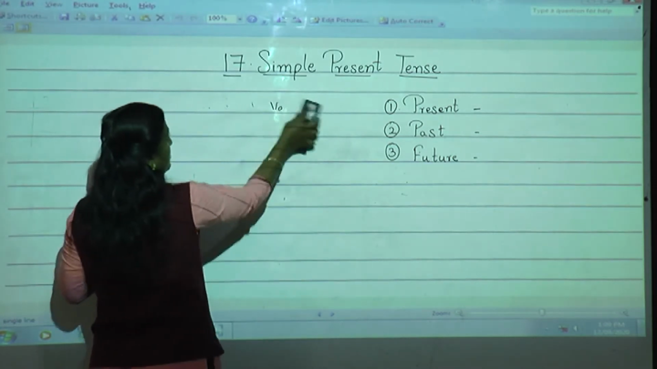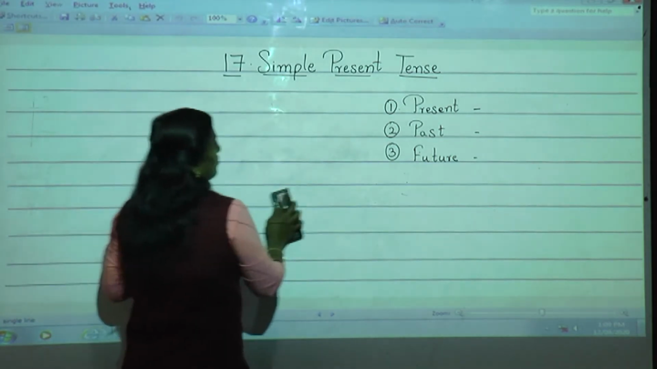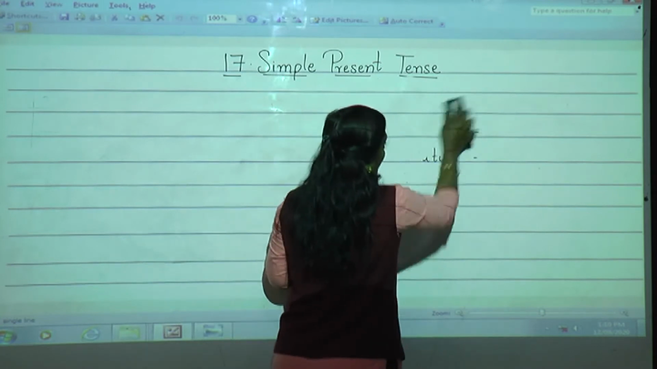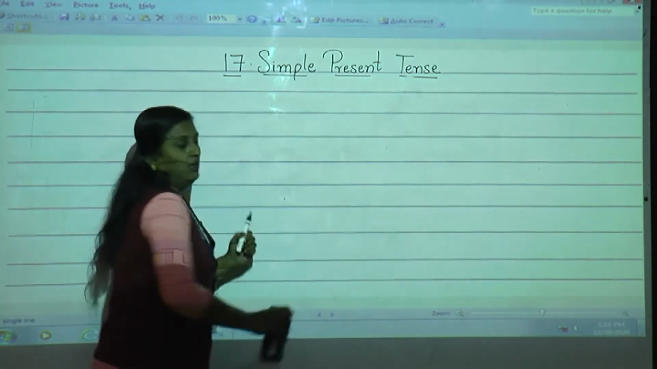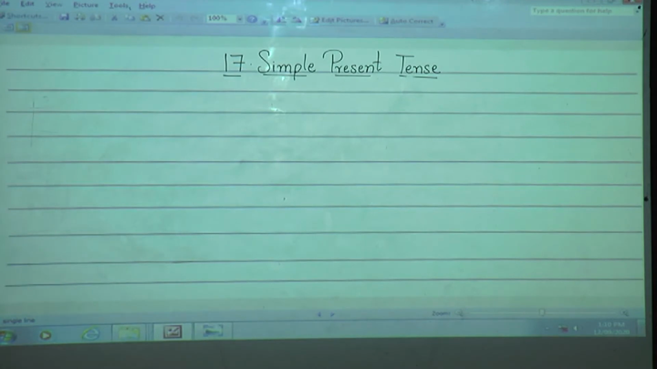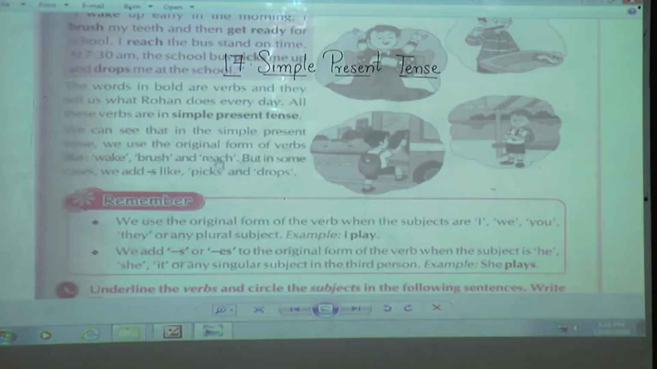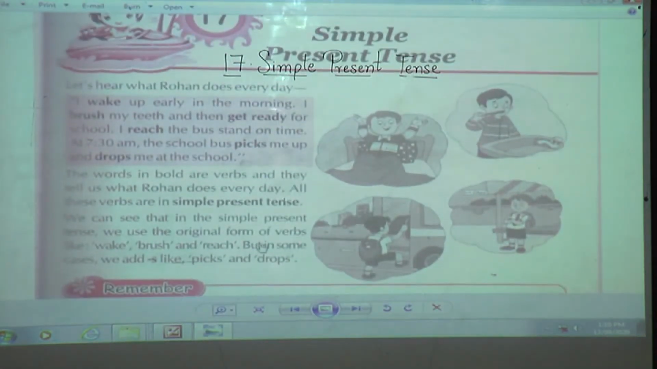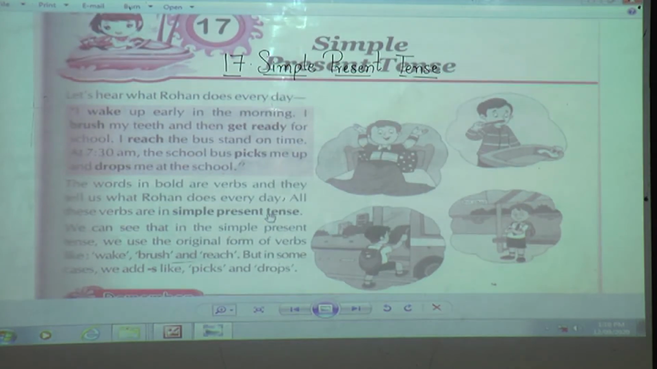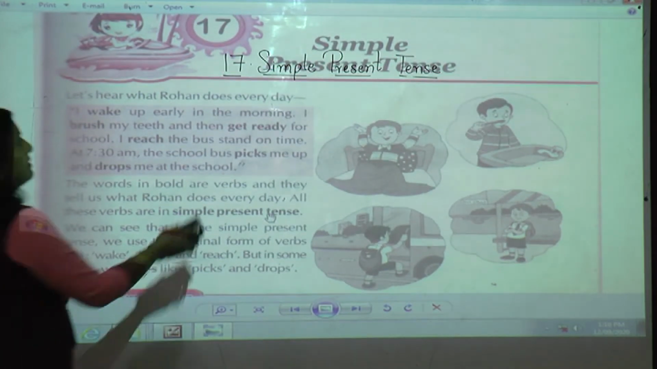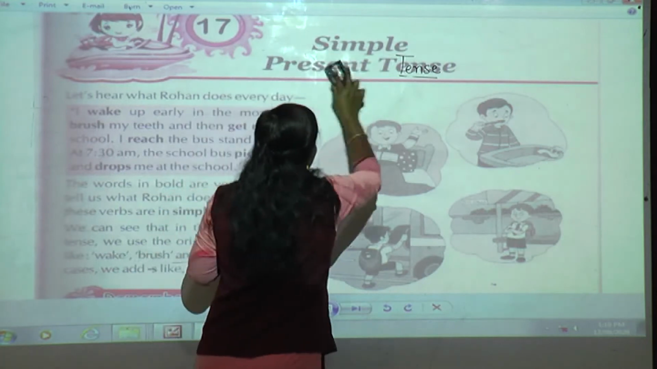So are you ready, students? Okay. So what you have to do? You have to open your grammar book, page number 53. So what is our lesson number today? Yes, it is lesson number 17, simple present tense.